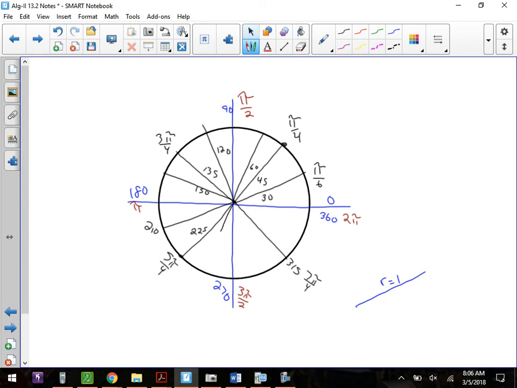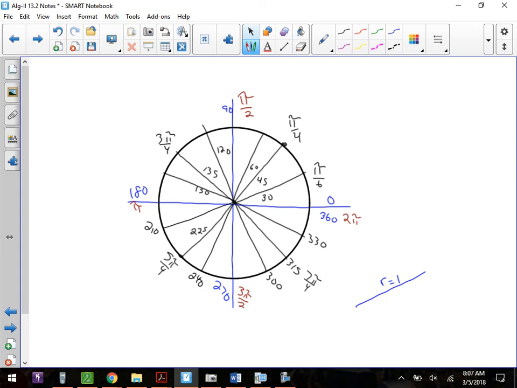210, 240, 270. What's this one going to be? 300, and then 330. Now, what's going on here is you might be able to tell right away, what are the two special triangles that are building this whole thing out? 30, 60, 90, and the 45, 45, 90. If you go up by 30s, you're going up by a sixth every time.